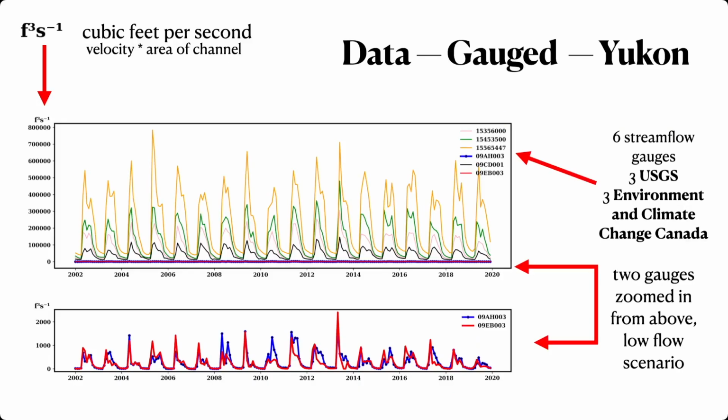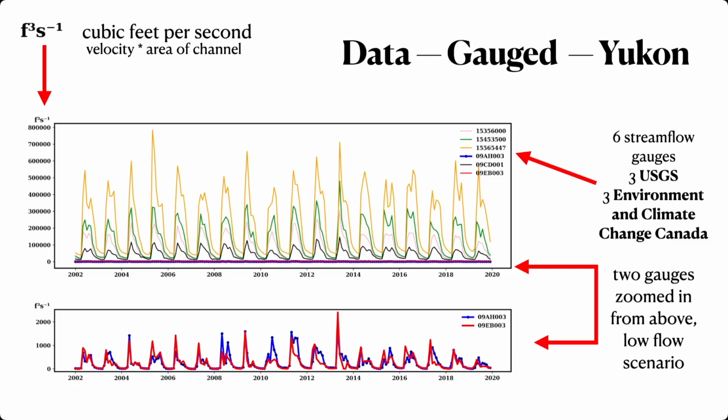For the Yukon Basin, I was able to obtain 6 streamflow gauges with continuous measurements from the year 2002 to 2020. 3 of them were from the USGS, United States Basins. 3 of them were Canadian gauges. And you can see them all illustrated here, the 6 gauges that we were looking at.